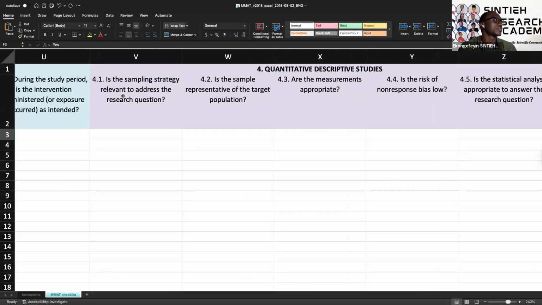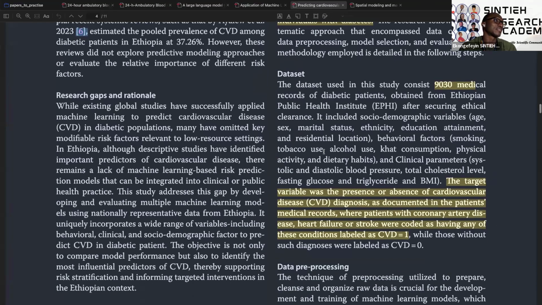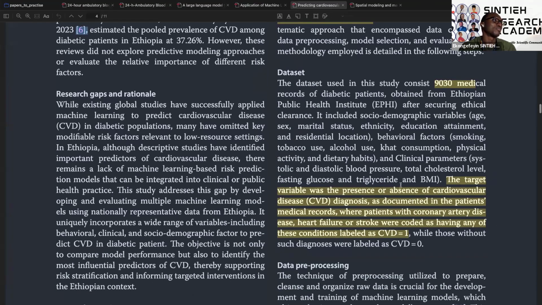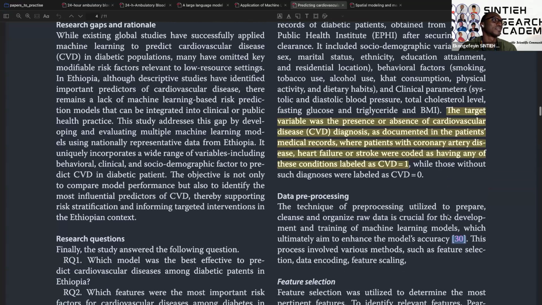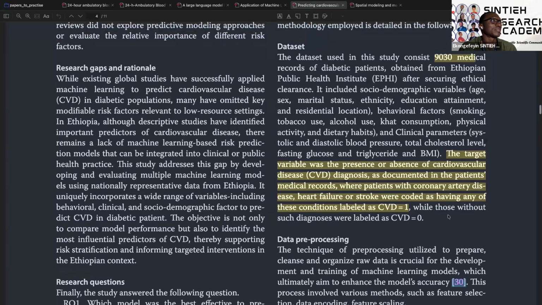Is the sampling strategy relevant to address the research question? I think it is because they just got a data set and they involved everybody. Everything that was in that data set made it. So I would say yes. Who else thinks otherwise?